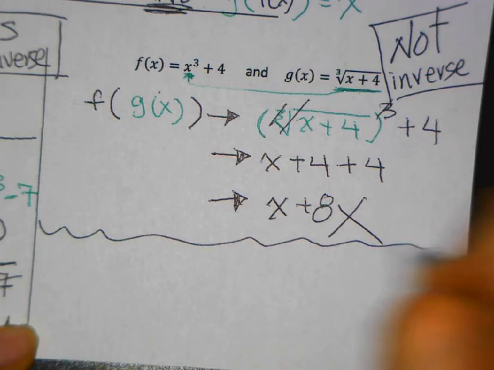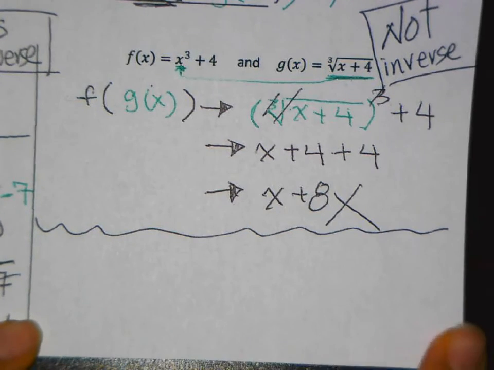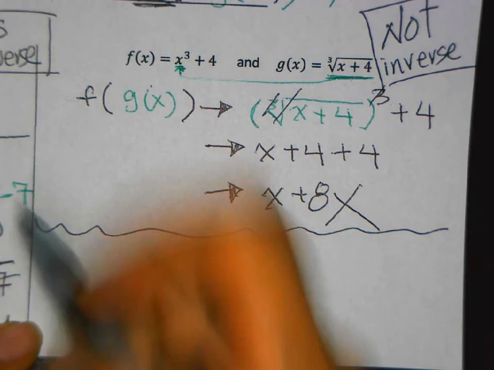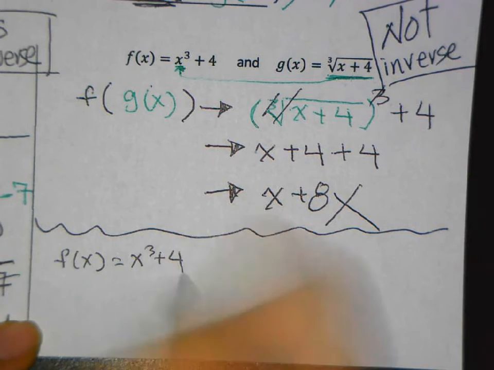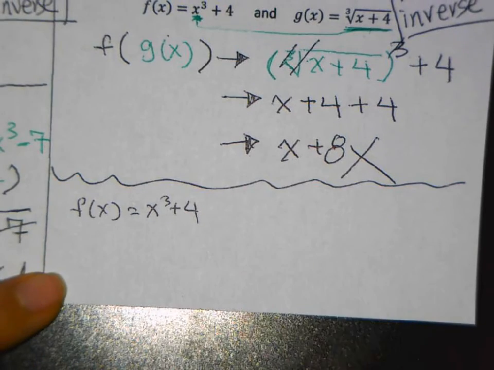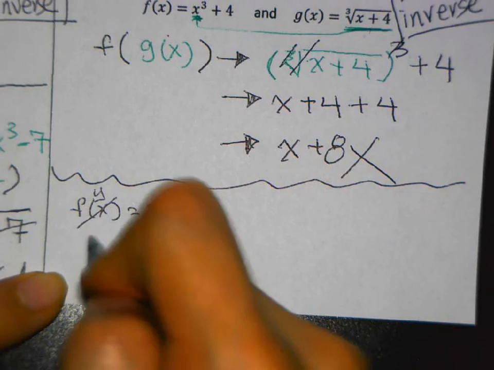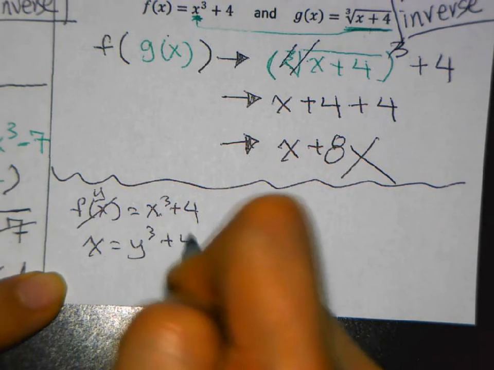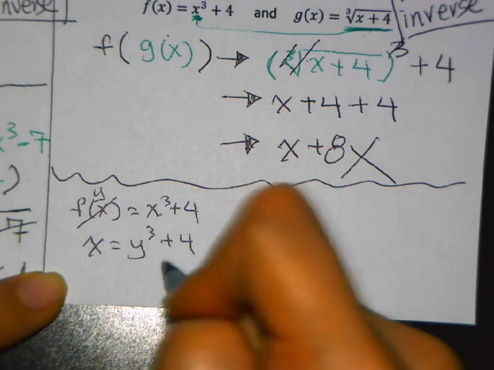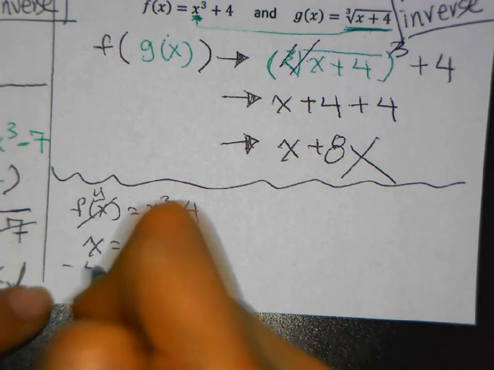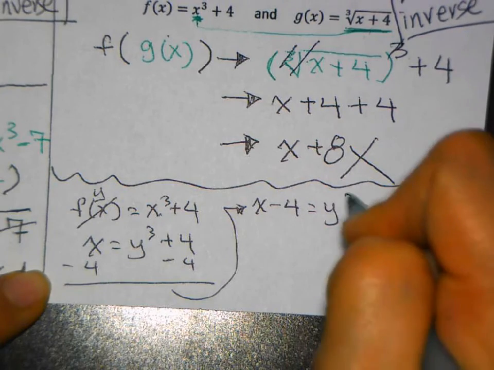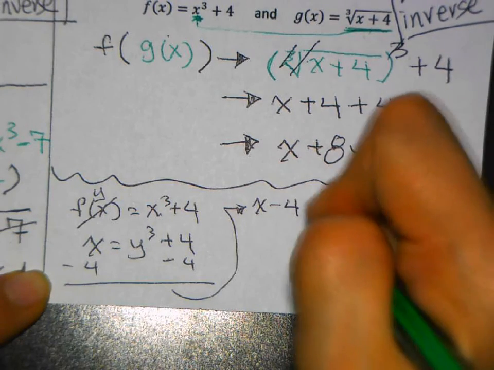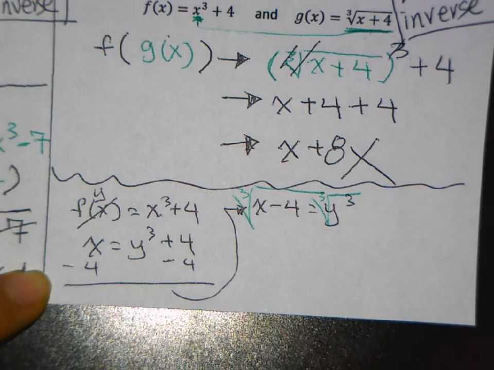So, for example, this is another way, right? If I say, are these two inverses of each other? Well, I can take f of x and find the inverse of f of x. So I can say f of x equals x cubed plus 4. Let's find the inverse. You know how to do this. Now you change this to y, swap the x and y. X equals y cubed plus 4. And then get y by itself. Minus 4 on both sides, leaving me with x minus 4 equals y cubed. Take the cube root on both sides.